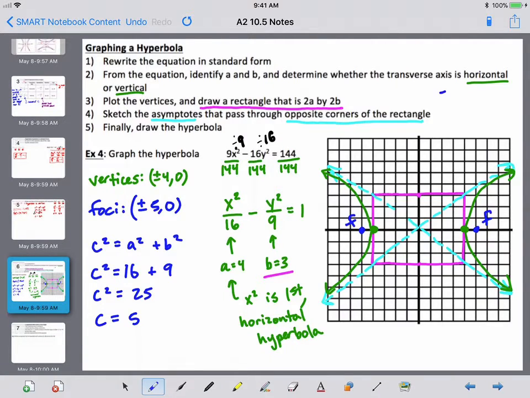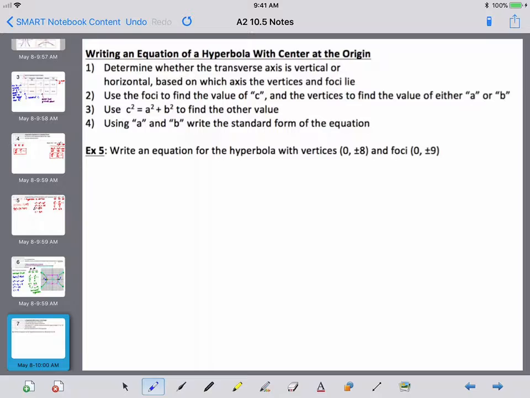All right, lastly, we're going to work backwards. So in this example, we know where the vertices and the foci are, and we're going to use that info to find what equation goes with that information. Well, the vertices always give you a, and the foci always give you c. And I know that this also tells us another piece of information, that this hyperbola is vertical, because these a's and c's are in the y position.